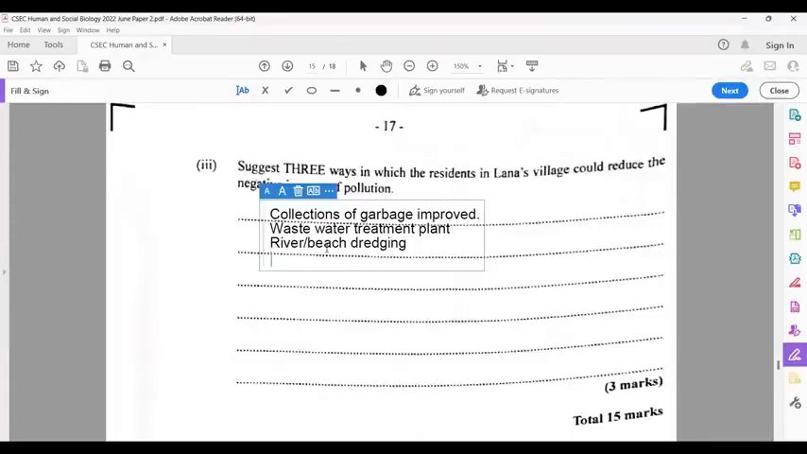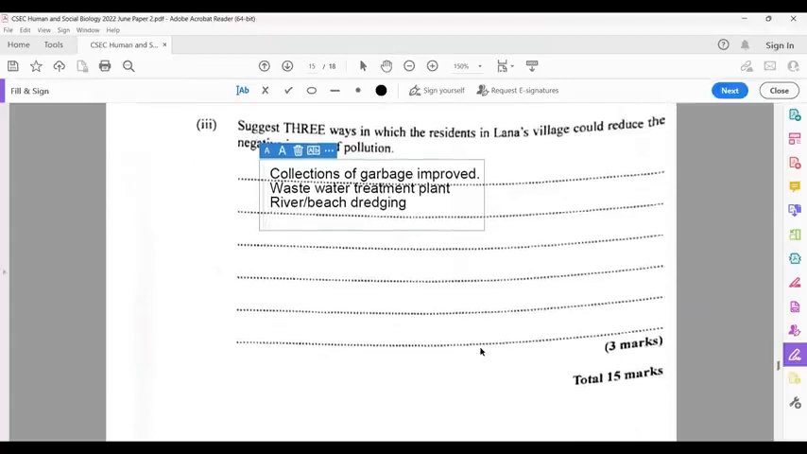All right, the river and beach needs to be dredged. It has a lot of sediment that is being built up in it, which is the reason why it becomes cloudy. So once that happens, it will improve significantly. The beach will improve significantly. The aesthetic value will return. And that would give you an easy 15 marks.